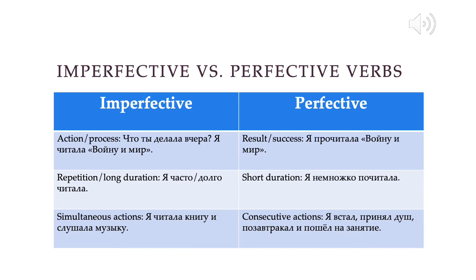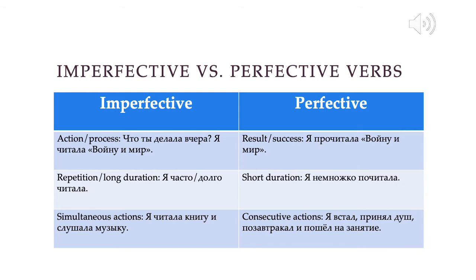Whereas if you use the perfective, you're indicating result or success. Я прочитала «Войну и мир». I finished reading War and Peace. We also use the imperfective when we want to indicate repetition or long duration of action. So, я часто читала. I used to read often. Я долго читала. I read for a long time. As opposed to the perfective, which is used to indicate short duration. Я немножко почитала. I read for a little bit.